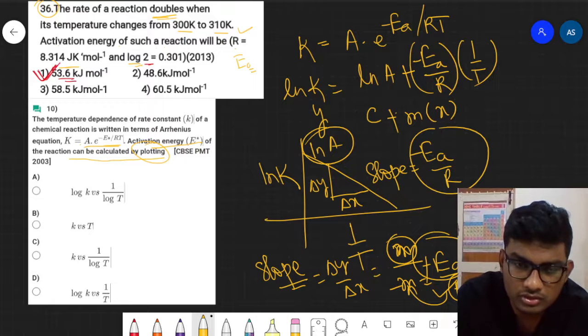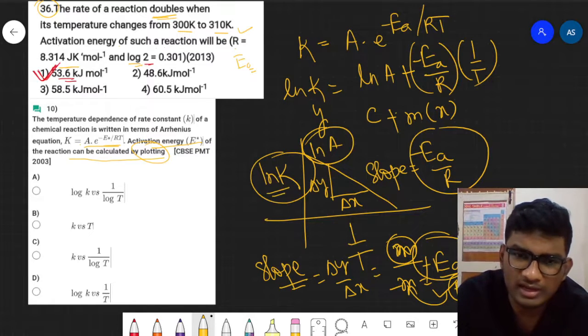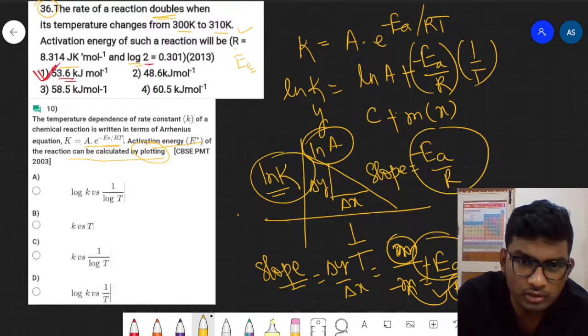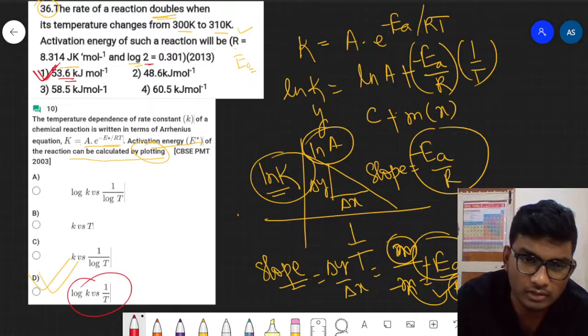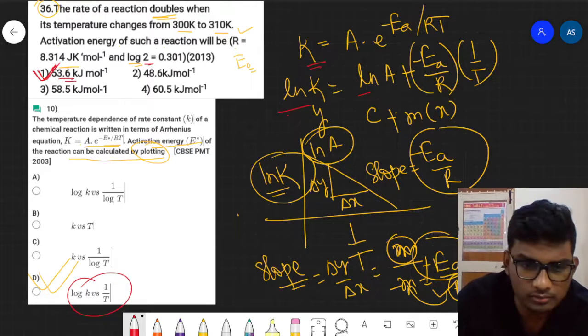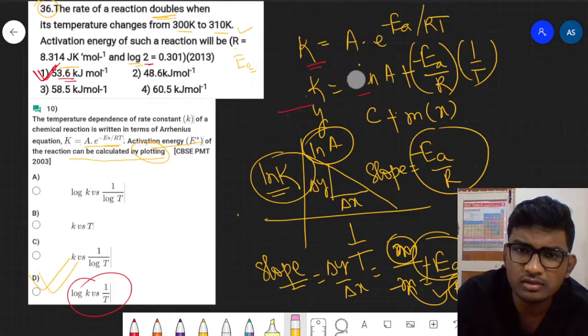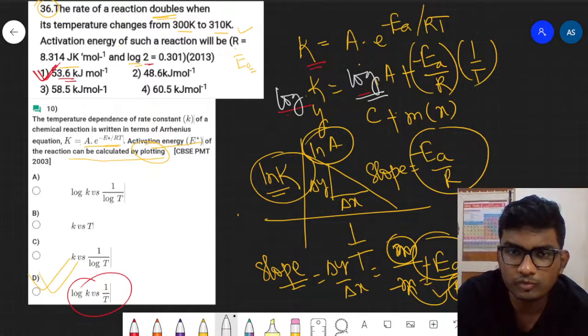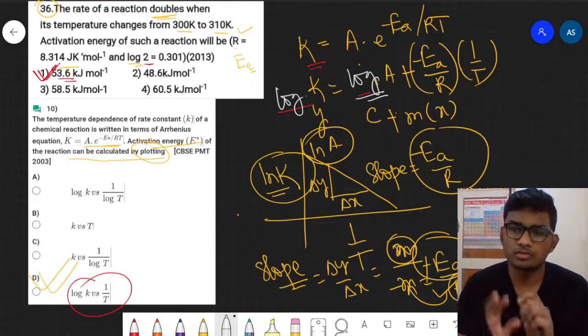So which graph can you draw? You can do ln K, or you can also do log K. I am not going to complain about it. So log K versus 1 by T is the graph you have to draw. If it is log K, instead of ln you can take the logarithm. Nothing will change, everything else will be the same. So these two questions are also solved now.